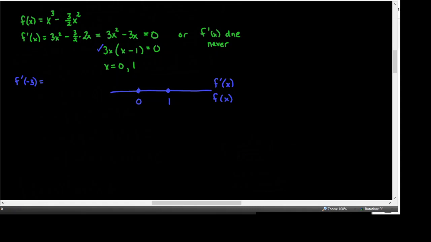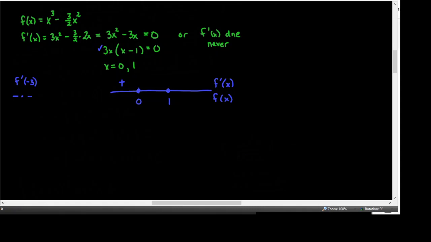So 3 times negative 3, actually I don't want to write equals. I'm going to use this version. But what I'm going to think of is what sign am I getting? So if I put negative 3 in, 3 times negative 3 is a negative number, times negative 3 minus 1, negative 4, is a negative number. Negative times negative is a positive result. And put a little plus sign above the number line saying that the first derivative is positive for any number you pick to the left of 0.